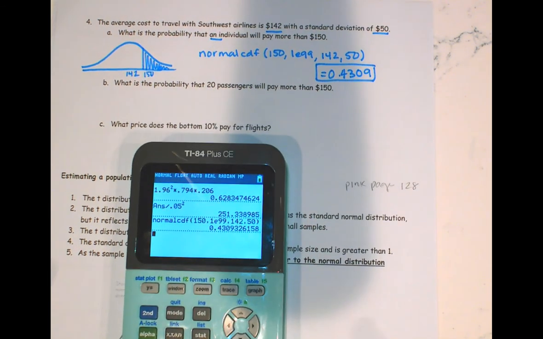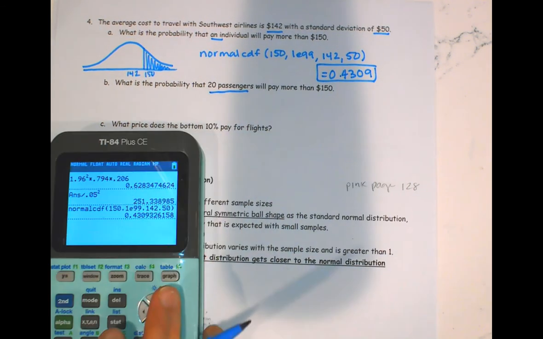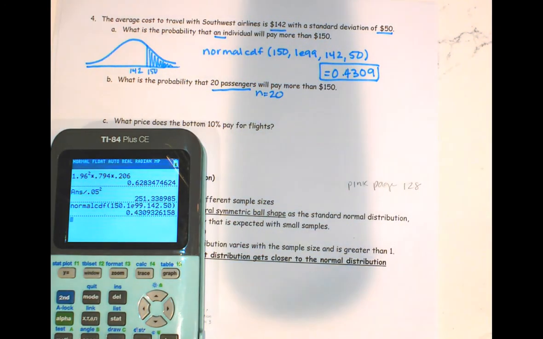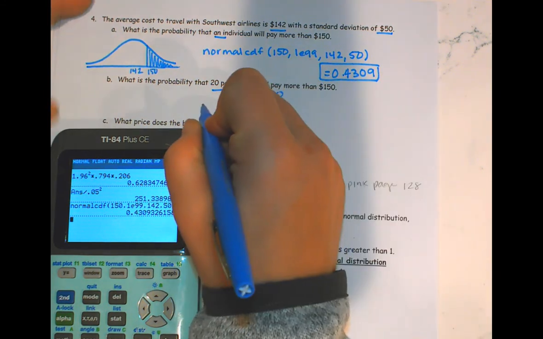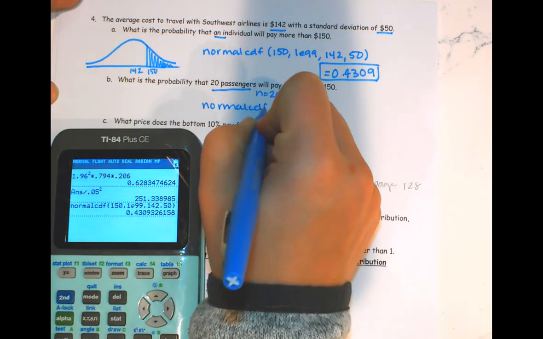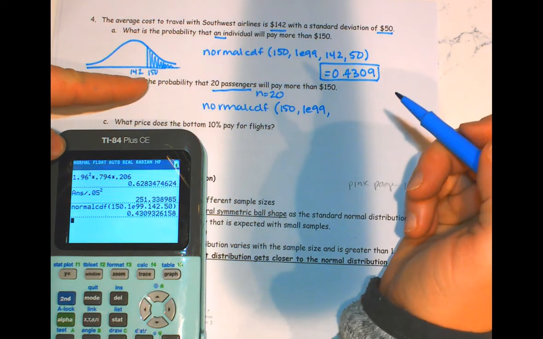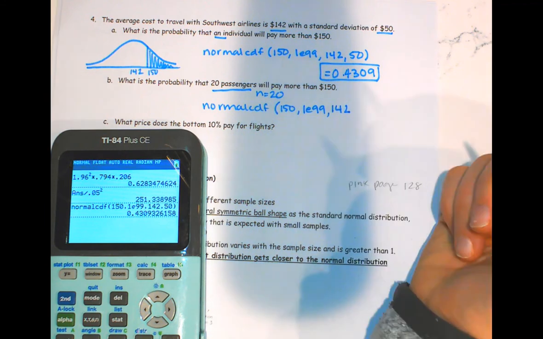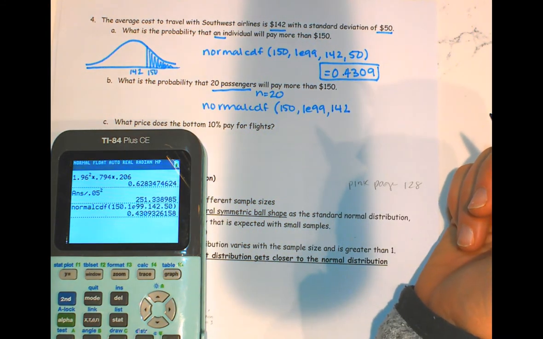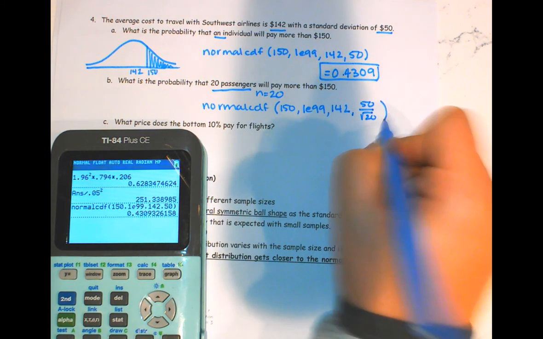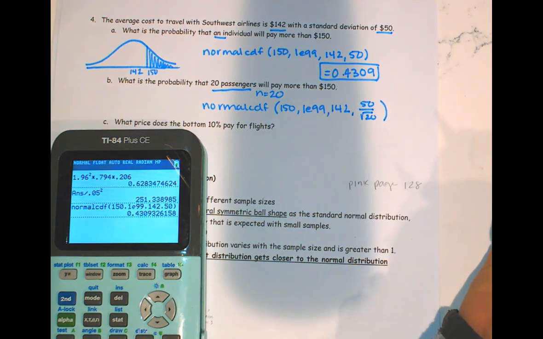So then part B asks, what's the probability that 20 passengers will pay more than $150? In this case, I'm looking at n equals 20. Our central limit theorem told us that our mean is not going to change, but our standard deviation is. We're still doing our normal distribution, where our lower bound is still 150, our upper bound is still 1e99. My mean does not change. We talked about in our central limit theorem that the population mean and the sample mean stay the same, but my standard deviation I'm going to divide by the square root of n. So in this case, I'm going to divide by the square root of 20 in order to calculate.